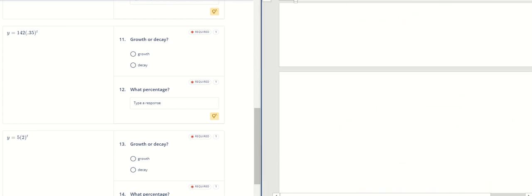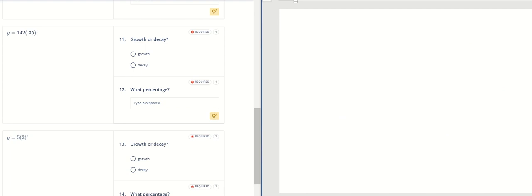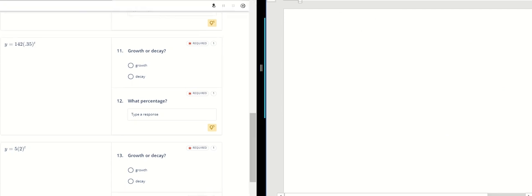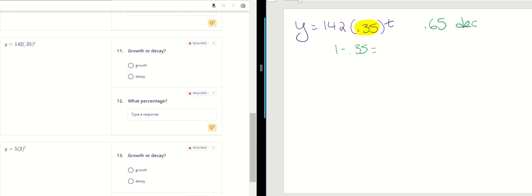There we go. All right, we got a new page. So if we write down the problem, it's y equals 142 times 0.35 to the t power. Is this bigger than 1 or smaller than 1? It's way smaller. Specifically, if we subtract this from 1, if we do 1 minus 0.35, we will get that there is a 0.65 rate of decay. And as a percentage, that would be 65% decay.